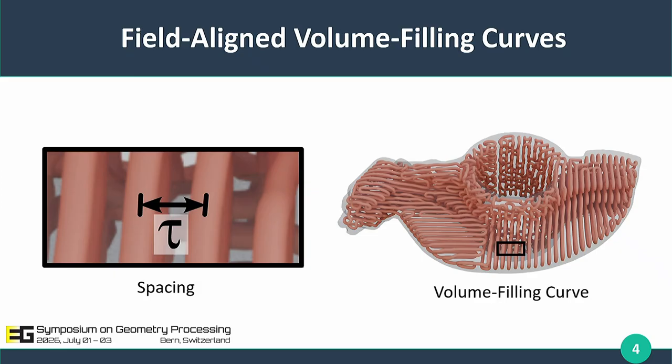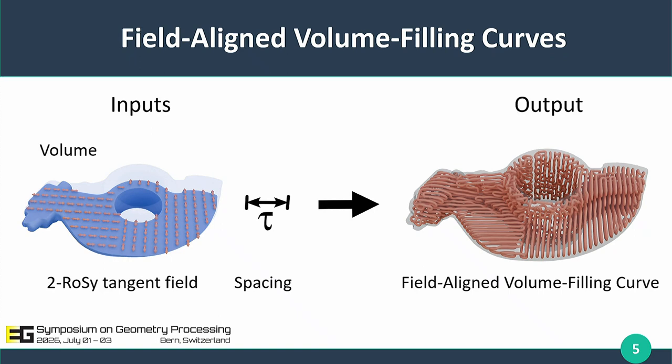To define the volume filling objective, we require the distance between neighboring parallel segments of the curve to remain close to a prescribed target value denoted by tau, and this target spacing controls the density of the curve within the volume and helps ensure a uniform filling of the domain. To summarize the problem, we take as input a volume, a two-rosy tangent field, and a target spacing, and produce a field-aligned volume filling curve represented as a polyline.